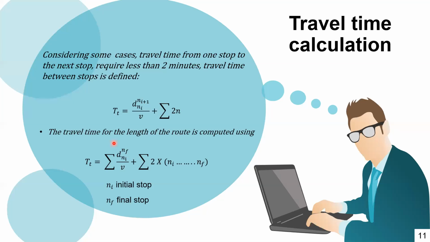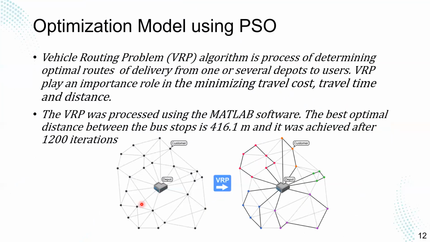However, to find the travel time for the full length of the route, meaning one whole bus route, it can be computed using this equation, where ni is the initial stop and nf is the final stop. As Rangsan mentioned earlier, this case study was computed with 3 techniques. The first one is GIS analysis. The second one is the PSO.